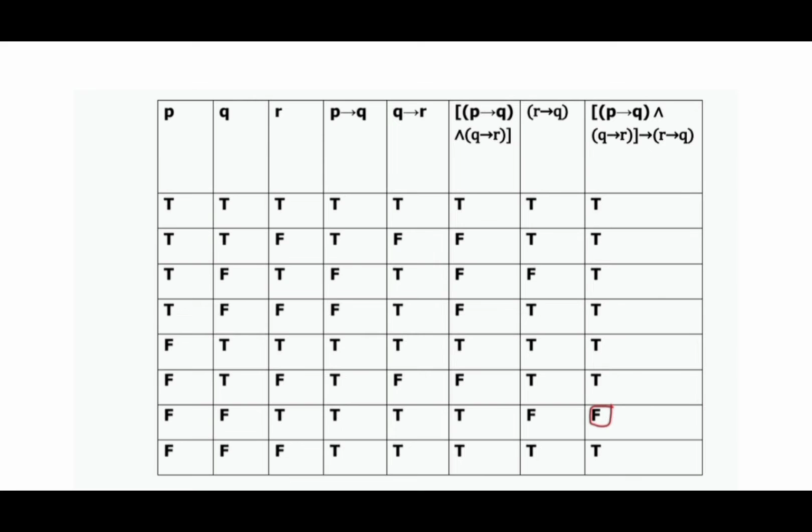Our next column is Q then R, so we look at column Q and column R. True, true is true. True, false is false. False, true is true. False, false is true. True, true is true. True, false is false. False, true is true. And false, false is also true. Now we put together this whole first group.